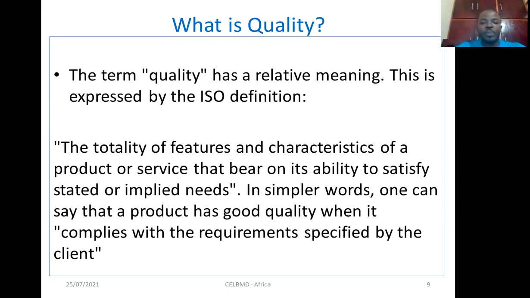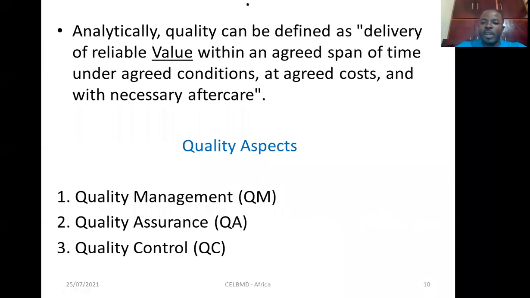In more simple terms, you can say that a product or a service has good quality if it complies with the requirements specified by the client. Can every organization produce quality goods and services for its target clients? The answer is yes. We are going to explore how that's supposed to be done. And now someone is wondering, but this lecture is on standard operating procedures. Why is this guy jumping into it through quality?